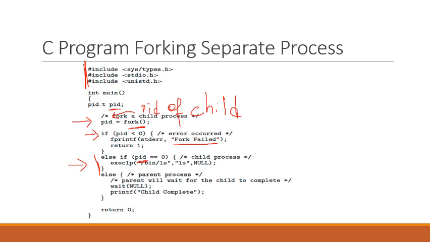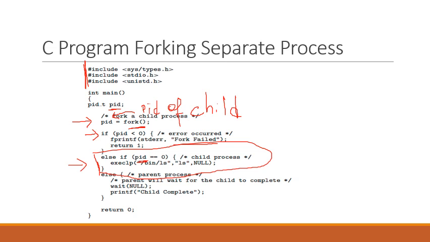What the ls command does, it is a directory listing command in Unix or Linux operating system. It shows the content of the current directory in which this process executable file is placed. So the child process will execute this part of the code, because in the child process the value of the PID is 0, so the child will execute this part of the code.